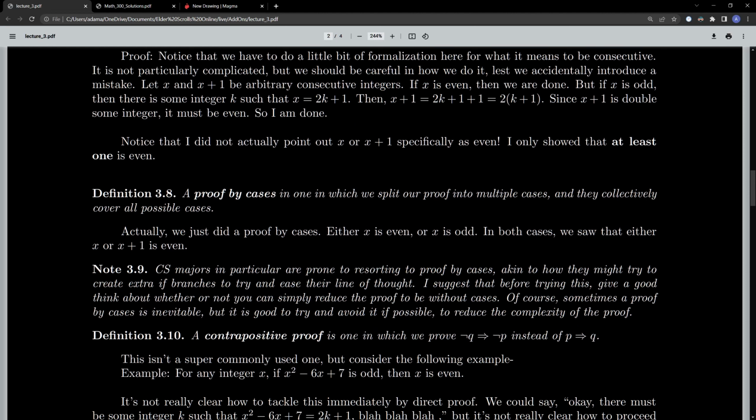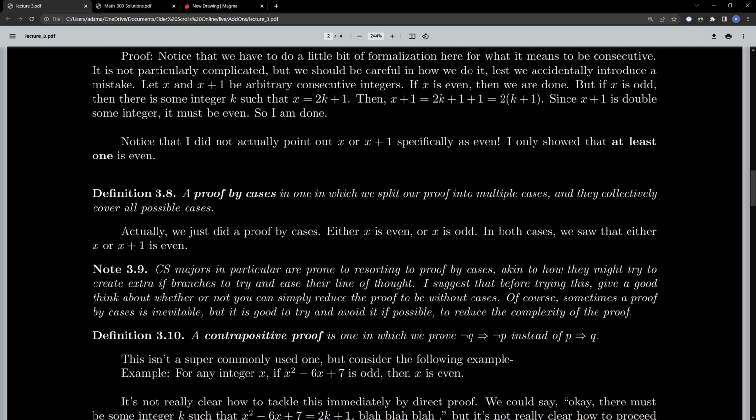So be careful with proof by cases. CS majors are really prone to just trying a lot of proof by cases. This is obviously more of an issue when you have a lot of variables. Even if you just have two variables, and you start going, okay, if the first one's odd and the second one's even, the first one's odd, the second one's odd, and so on, this gets really complex really quickly, and so you should maybe try to avoid this proof technique if you can.